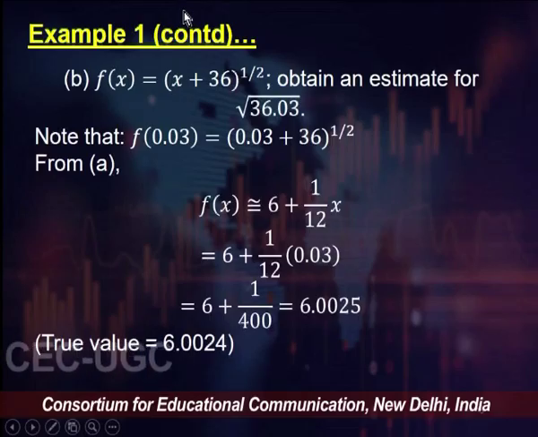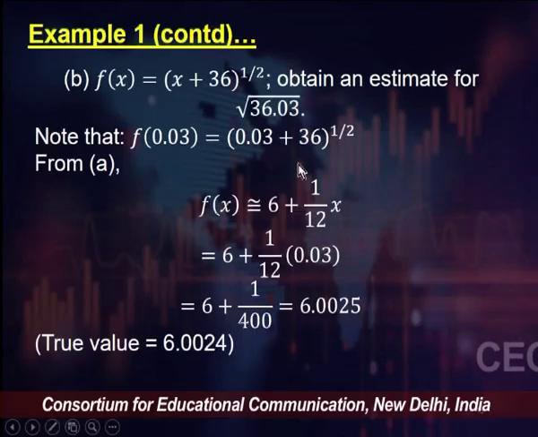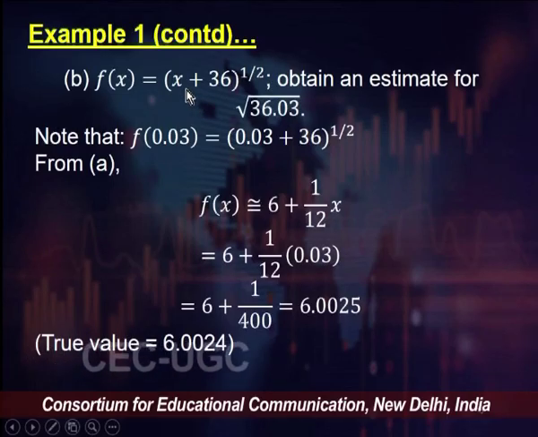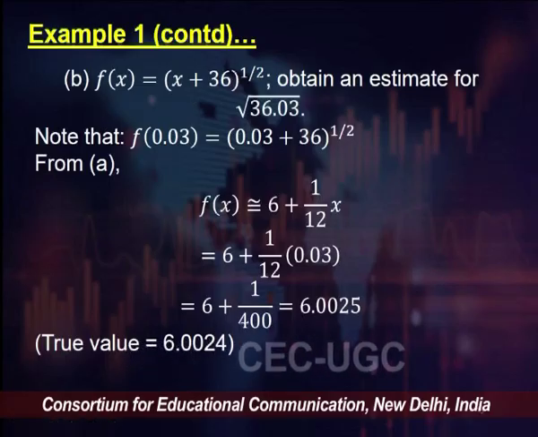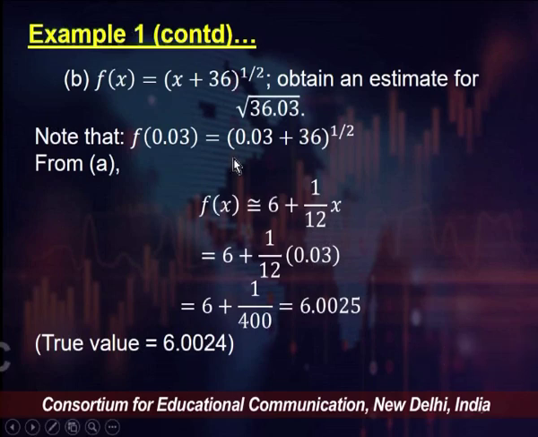Let us now use the result that we obtained in part A to obtain an estimate for square root of 36.03. Here you can see that x is 0.03. If you plug 0.03 into the function here, you will get 36.03. So, clearly x is close to 0 and we should get a good approximation here.